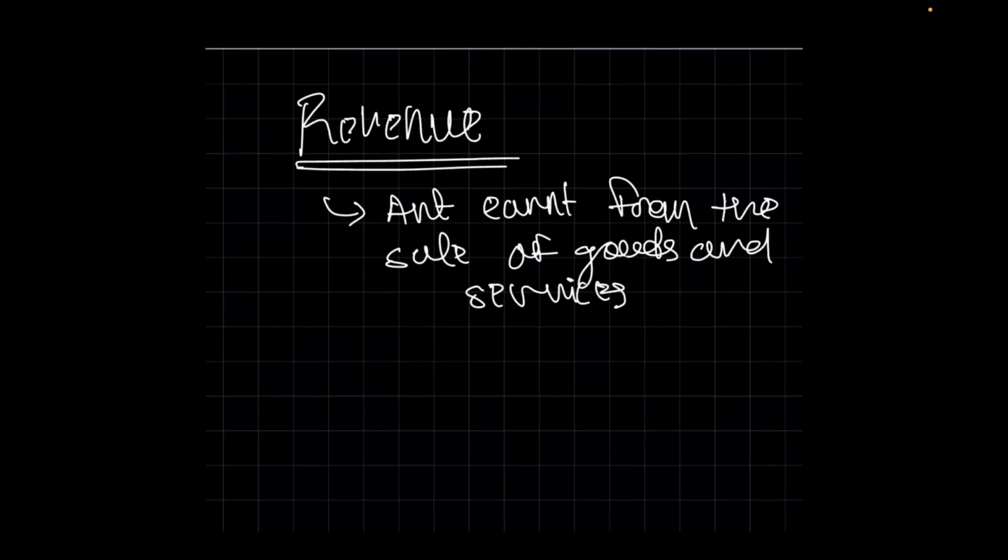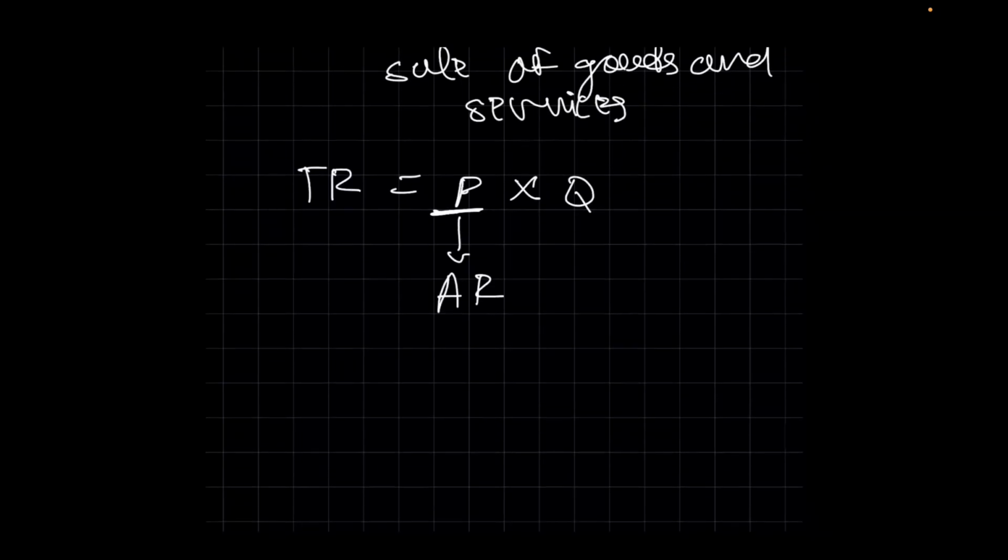Now it is key to note that revenue is not the same as profit. This is really important. The key formula for this is total revenue is equal to the price of the product into the quantity. The price of the product is also called average revenue at times. So the average revenue of the product, or the price, is calculated by doing total revenue divided by quantity.